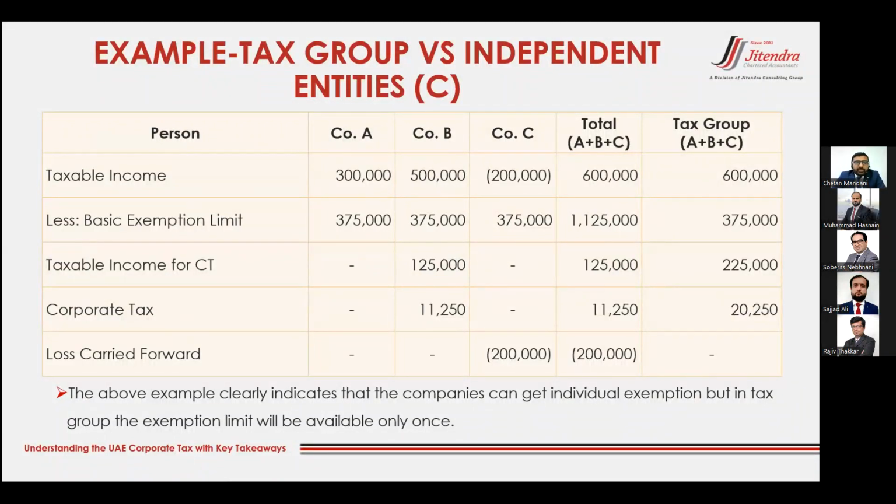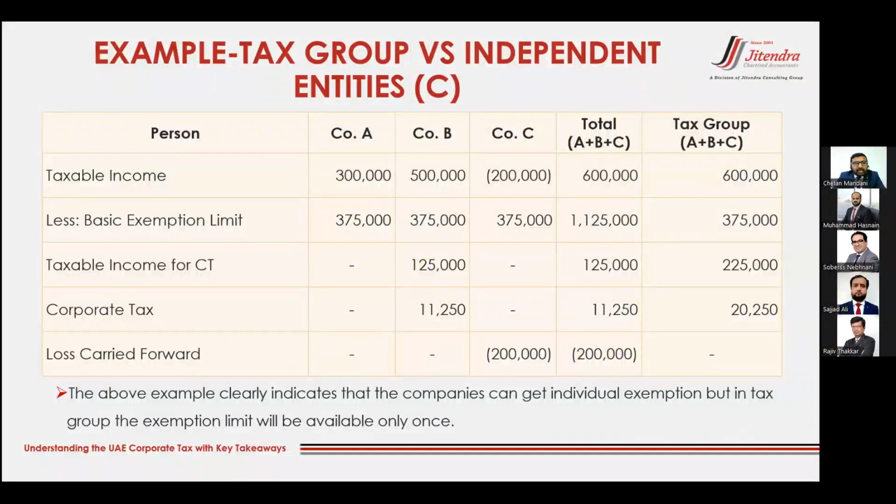So here we have 3 companies, company A, company B, and company C. Let's assume that all the 3 companies met all the conditions to form a tax group, so they are eligible to form a tax group. Now, first we will consider all 3 as separate entities, so all the 3 companies will have their individual separate basic exemption limit.